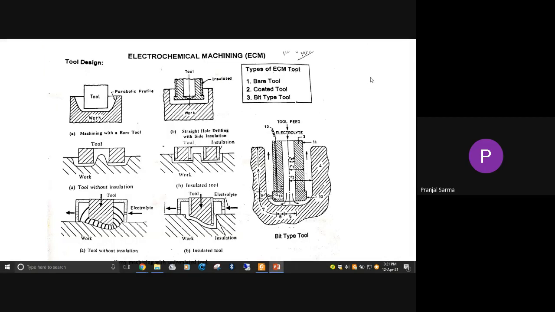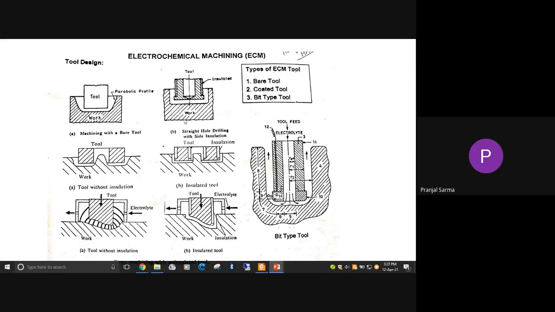So here you can see different types of tool design. In ECM we can use bare tools, we can use coated tools, and we can also use bead type tools. In this particular figure you can see what is happening when we are machining with a bare tool. In a bare tool, even though machining is taking place from here, the side walls become a parabolic profile. Our intention was to get this kind of sharp shape, but now the walls become parabolic because of the side arc. From here also metal keeps on hitting this wall.